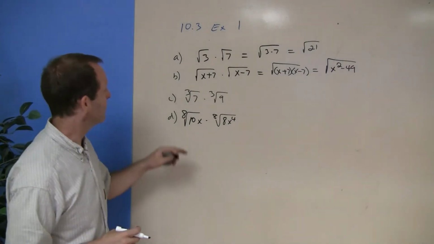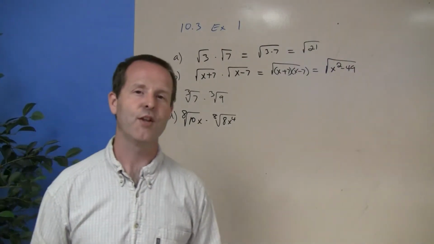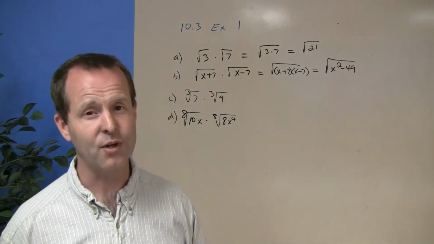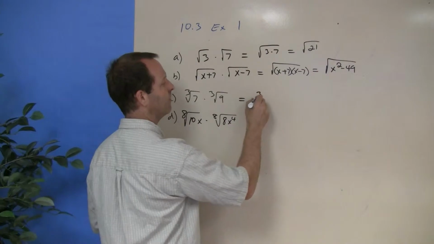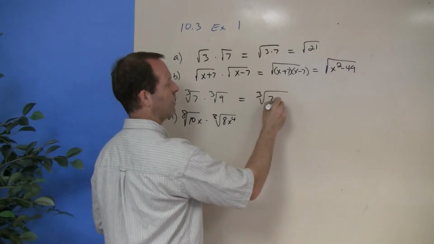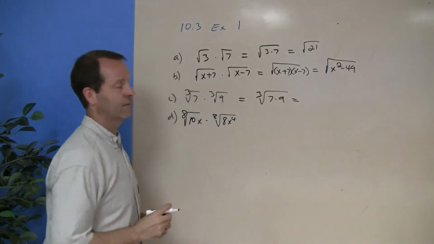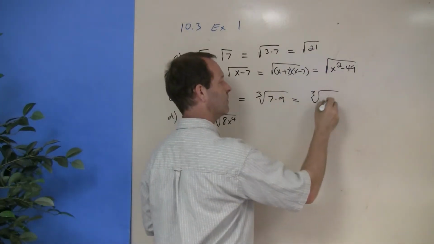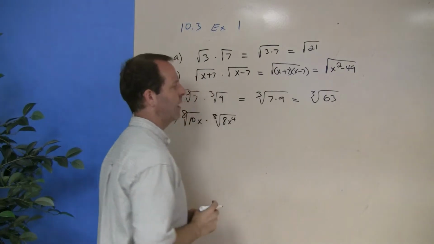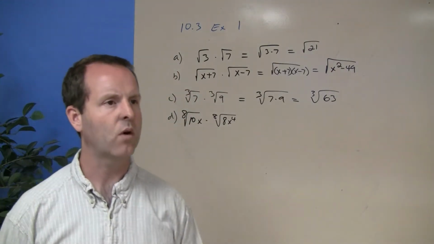Example C, I have cube roots. Now do you think there's any difference here? Both are cube roots. No, there's no difference. Let's combine them all underneath one cube root. And then you just have to figure out what 7 times 9 is. 7 times 9, 63.